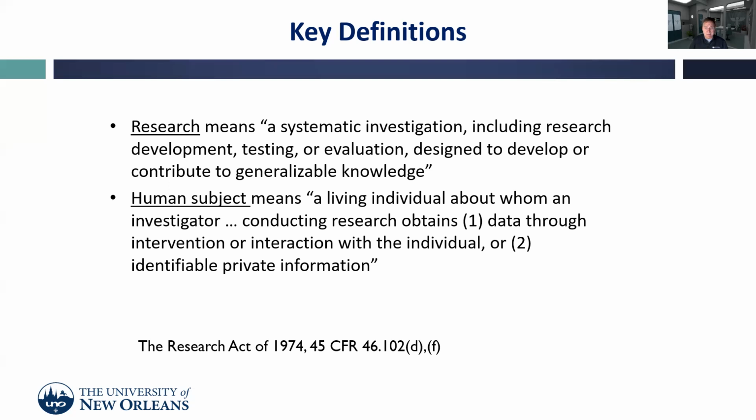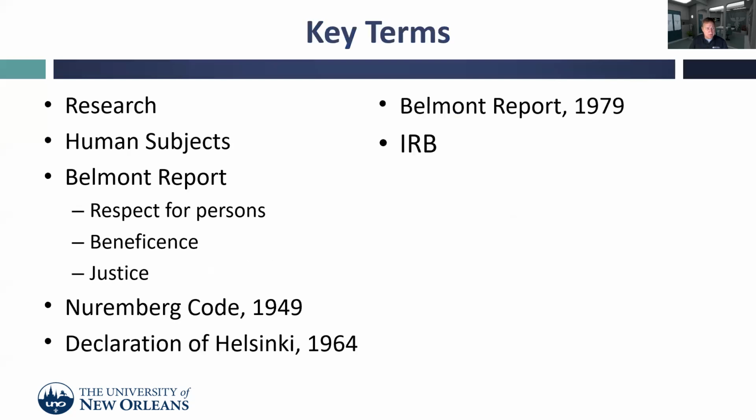And so let's move into key terms specific to the IRB. Again, I've talked about research in human subjects. The Belmont Report produced three significant findings, and the Belmont Report was released in 1979. We'll cover those three pieces in just a minute. Again, respect for persons, beneficence, and justice.